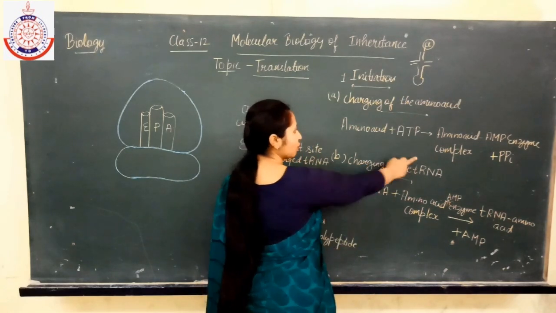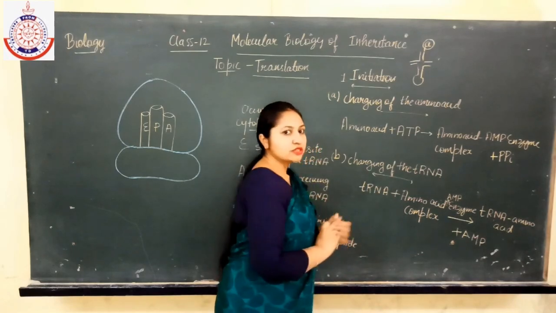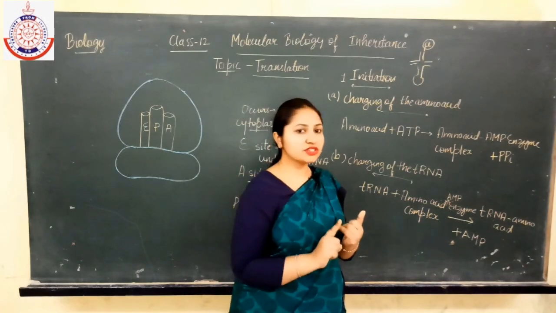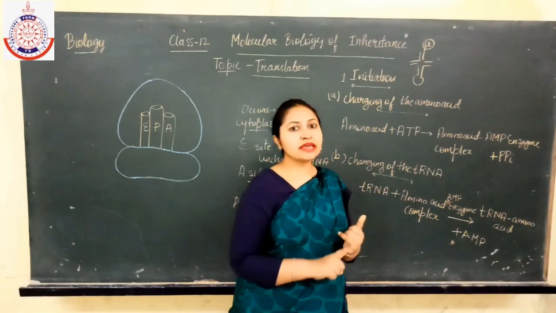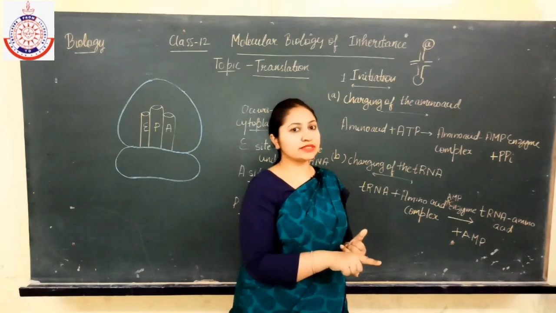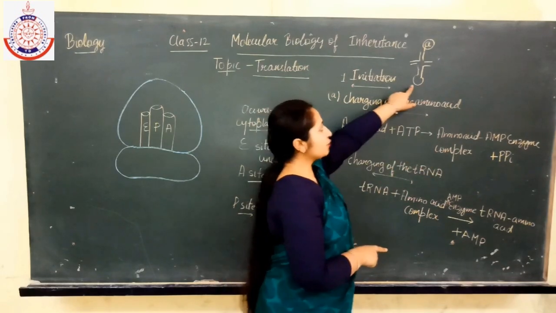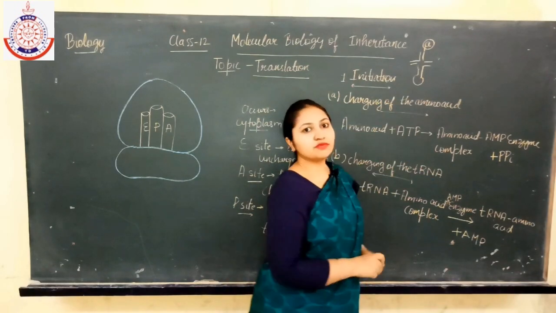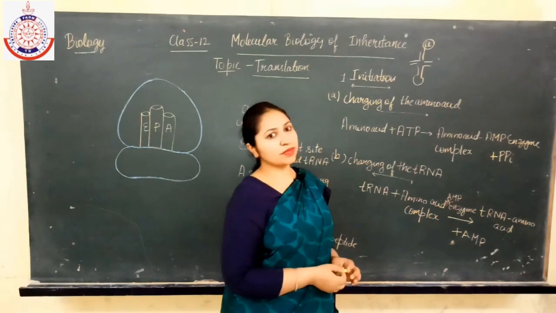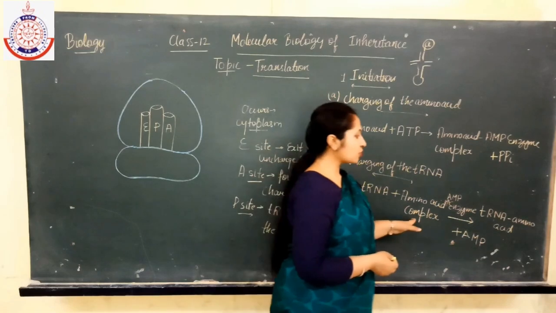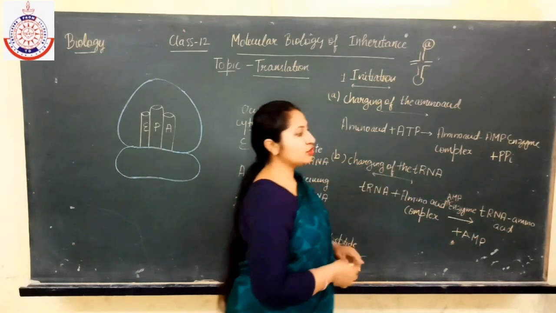Now we have the charged tRNA molecule. See again, in the initiation step, first of all the amino acid becomes charged. Then this charged amino acid, meaning the amino acid-AMP enzyme complex, binds with the tRNA, and this tRNA also becomes charged. This forms the tRNA-amino acid.